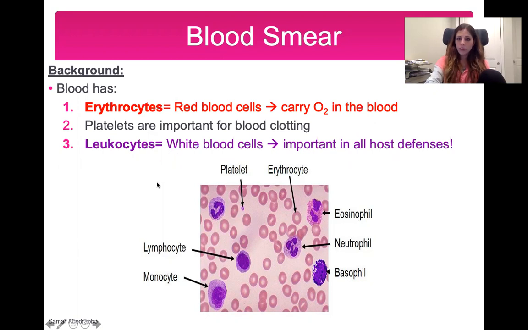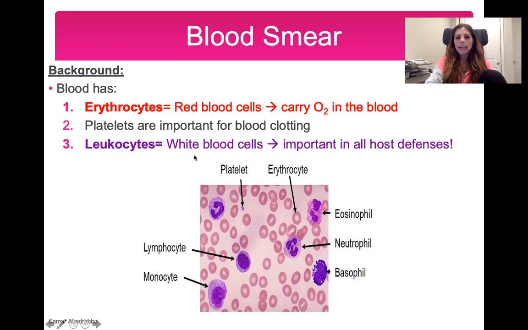Platelets are important for clotting so that a person doesn't bleed out, and they also play a small role in limiting the site of infection during inflammation. Leukocytes are white blood cells, and these are the most important blood cells that are part of the immune system, in defending you against different pathogens.